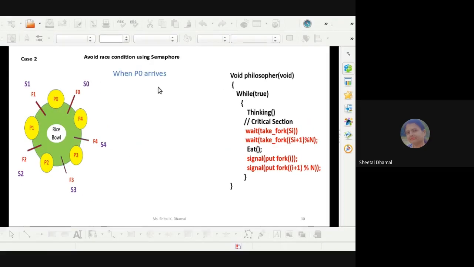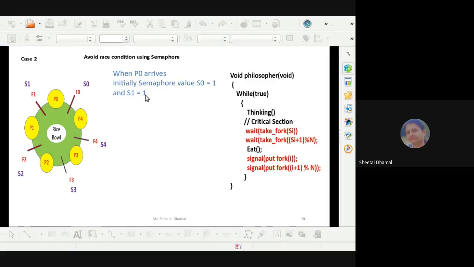Consider the process P0, that is philosopher P0 arrives, and now how it avoids the race condition or deadlock by using the semaphore. Initially the value of the semaphore S0 is equal to 1. As here we are using the concept of semaphore, the values of S0, S1, S2, S3 and S4 are equal to 1. If the value of the semaphore variable is equal to 1, then only the process is able to enter into the critical section. If the value of the semaphore variable is equal to 0, then the process or philosopher is not able to enter into the critical section. This is the condition which is used in the semaphore.